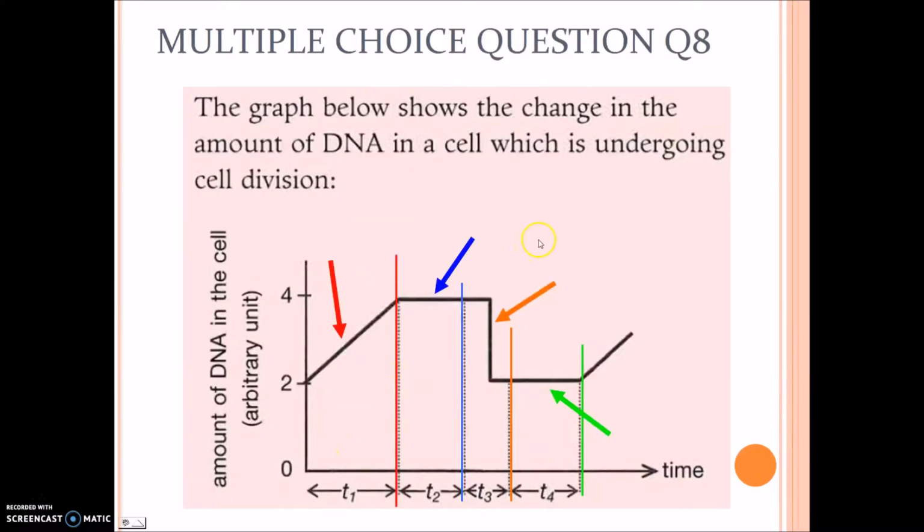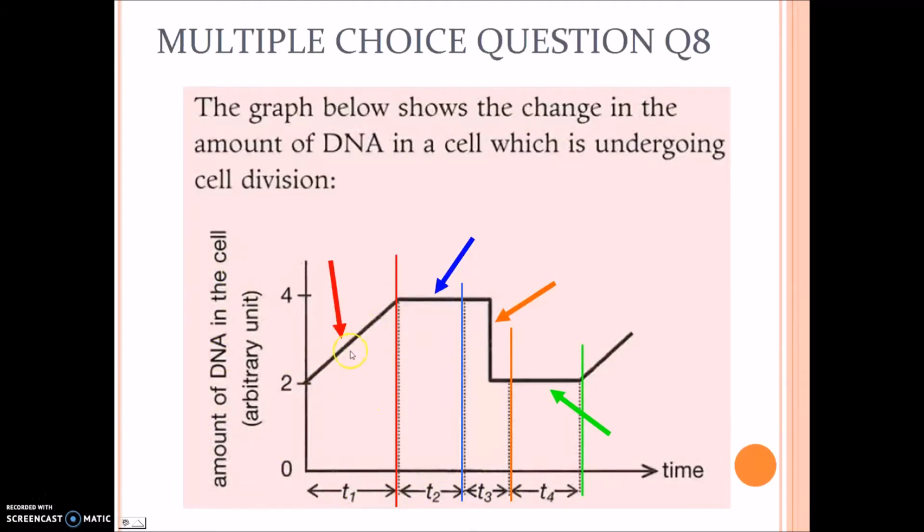And the last one, question 8. This graph, which you saw in the worksheet before, describes the amount of DNA in the cell along the time.